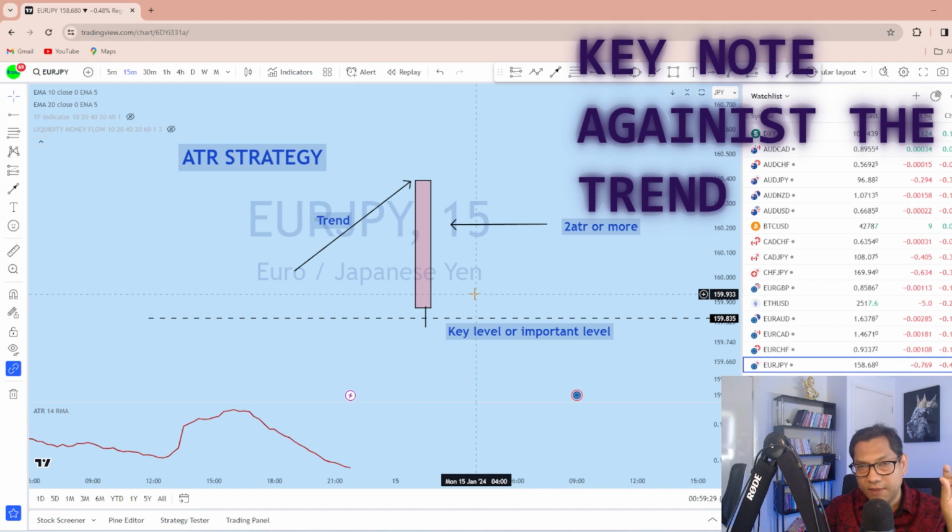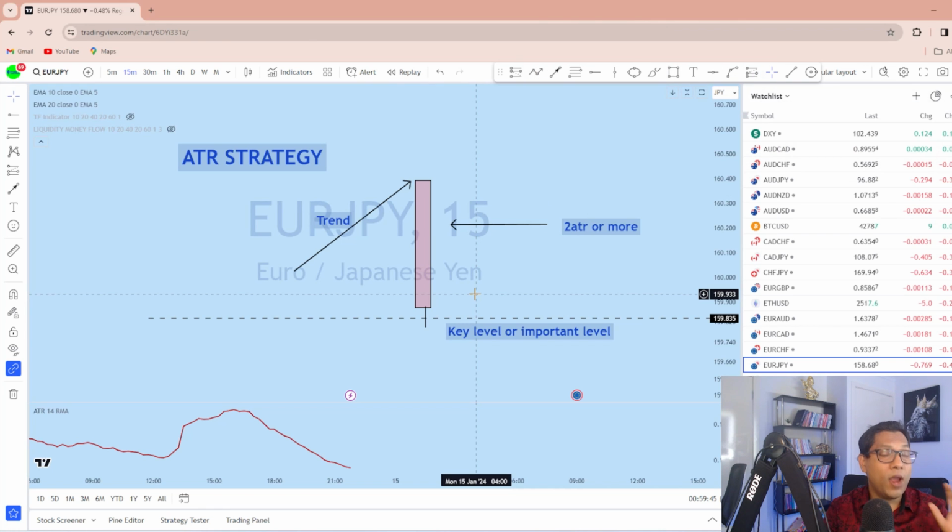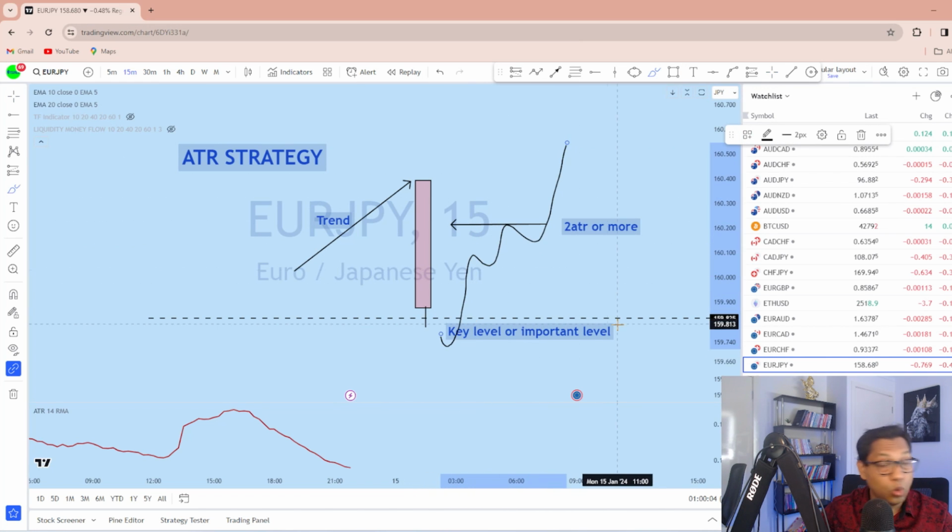Keep in mind, this is the key point here. You need the market to break from that trend in the opposite direction of the trend with an ATR value of more than 2. This is the important part. Why? Because when a market breaks out from a trend with a big ATR value, that's the sign of a false breakdown. And you will see that the majority of the time, after gathering the liquidity needed, the market will revert back towards its original direction of the trend.